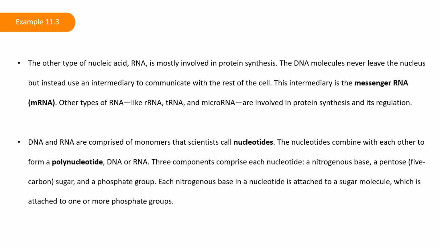DNA and RNA are comprised of monomers that scientists call nucleotides. The nucleotides combine with each other to form a polynucleotide, DNA or RNA. Three components comprise each nucleotide: a nitrogenous base, a pentose, 5-carbon sugar, and a phosphate group. Each nitrogenous base in a nucleotide is attached to a sugar molecule, which is attached to one or more phosphate groups.